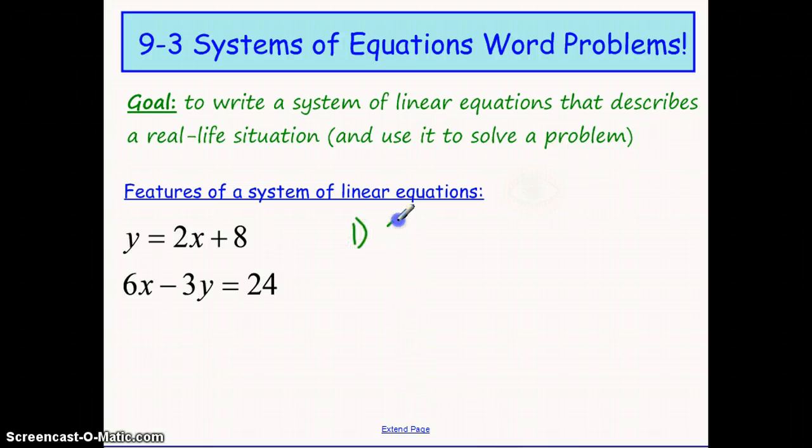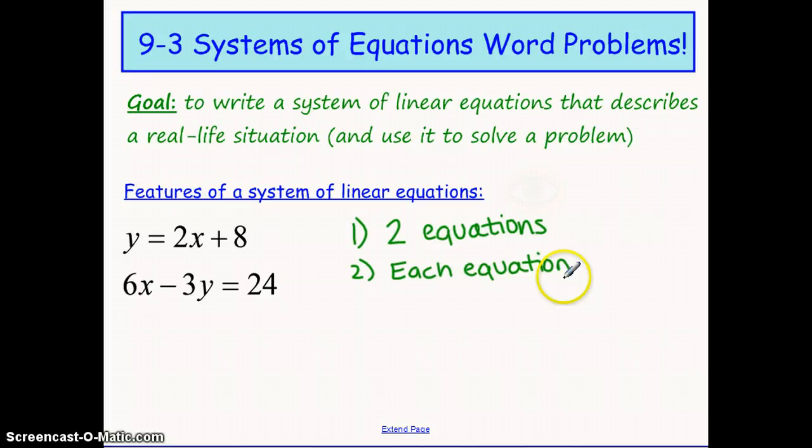First of all, there are going to be two equations. So we've got two different equations. And each equation contains two variables. So we're going to be always looking for two equations and two variables.